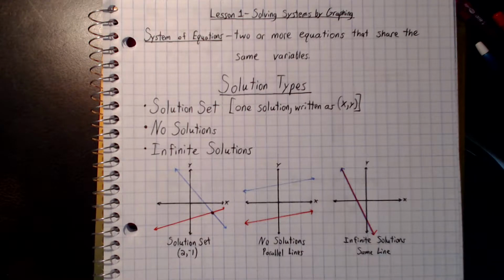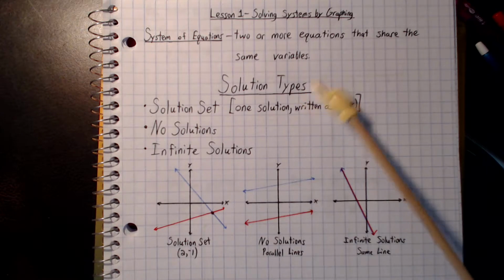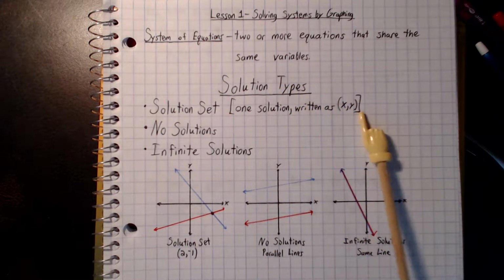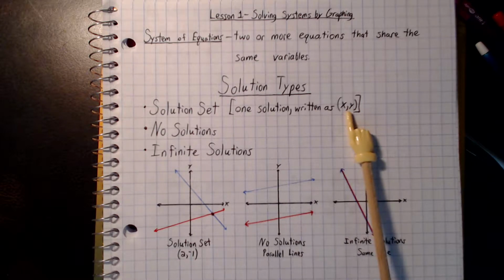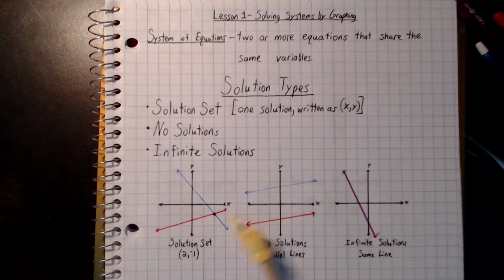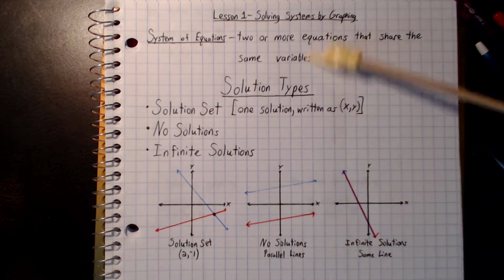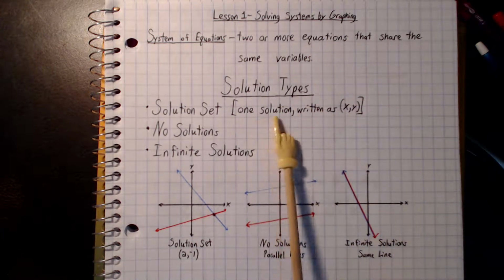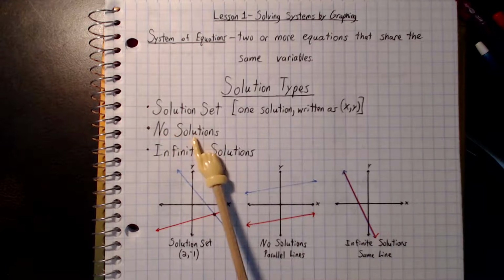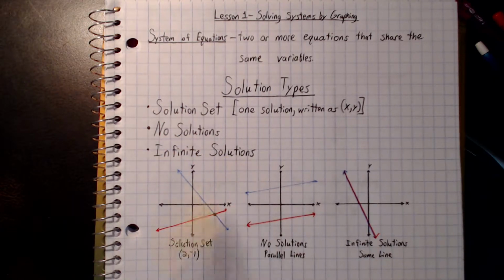Let's talk about what kind of solutions we can get with these. Because we're talking about two or more equations with the same variables, a lot of the time we use x's and y's. And with two variables like this, we usually get linear results. So the types of solutions we would get would be either one solution, written as an xy coordinate, which I'll show you what that looks like down here. Second option would be no solutions, and the third option would be infinitely many solutions.